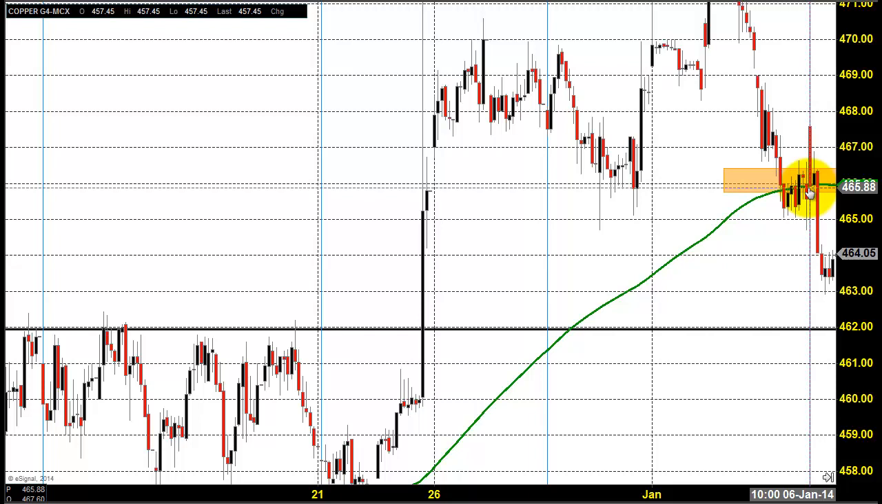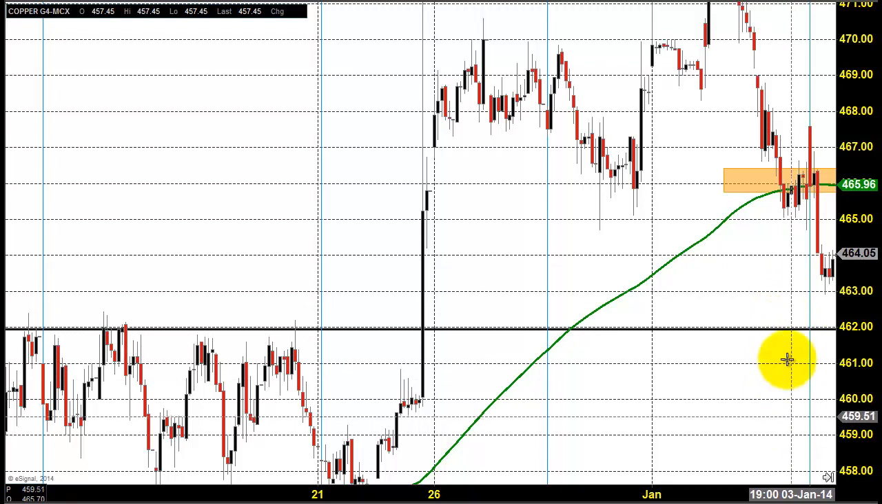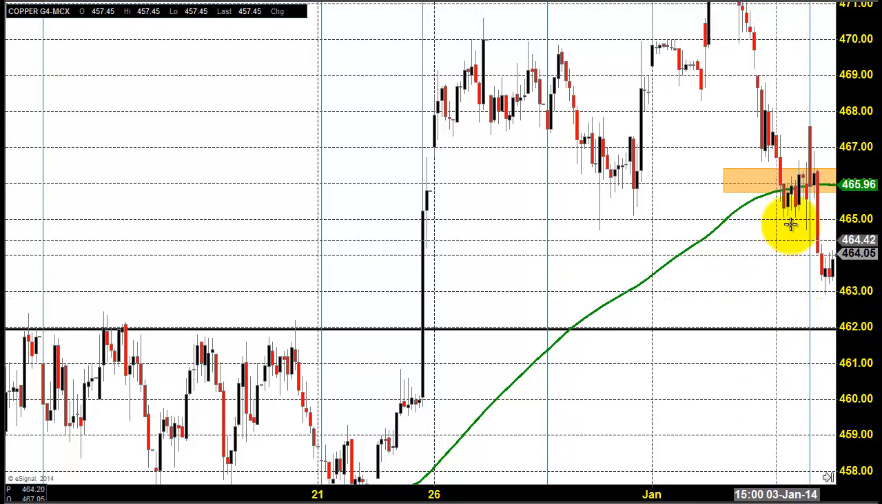If copper is trading above 466, it is going to stay in an uptrend. If it trades below 466, it is going to trade in a downtrend, and the next testing zones are 462 and 456 respectively. Now let us see what happened after the price opening.